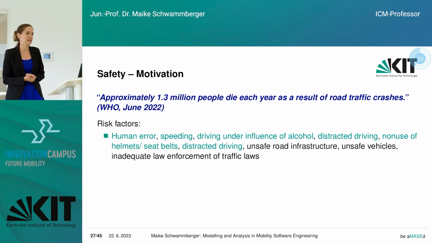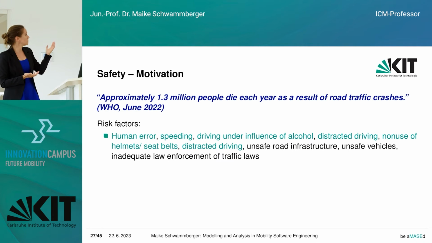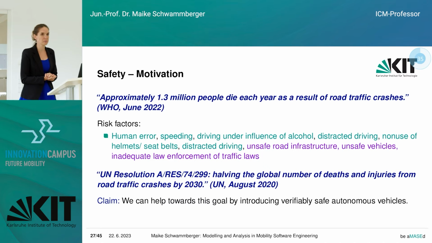It is also stated what kind of risk factors actually exist for such road traffic fatalities. You can see by my indication here, the green ones, it's basically all human errors. So it seems quite obvious that we can actually help to have more safety in road traffic, to help this goal that the United Nations have of halving the road deaths by 2030. The resolution is from 2020, and the idea was within the next 10 years we want to halve the deaths.